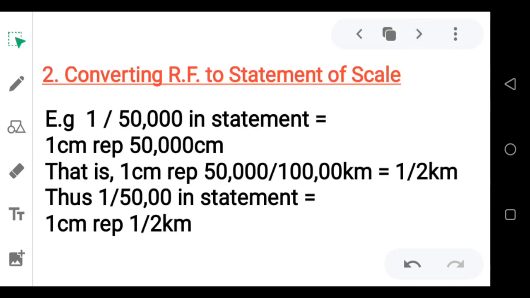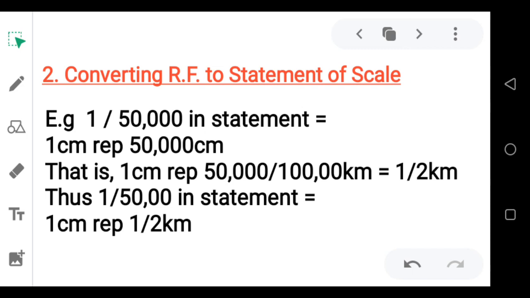Now let's move to the second one. How do you convert RF to statement of scale? Now let's see this example. We have our RF as 1 over 50,000. So if you are to change it to statement, it's as follows: 1 centimeter represents 50,000 centimeters. That's what we are giving.